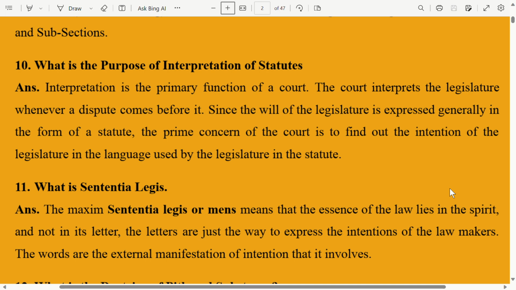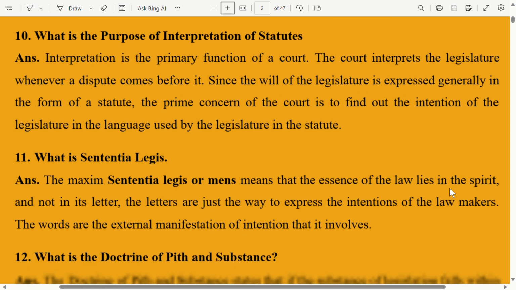What is sententia legis? The maxim sententia legis or mens legis means that the essence of the law lies in the spirit and not in its letter. The letters are just the way to express the intentions of the lawmakers. The words are the external manifestation of the intention that it involves.